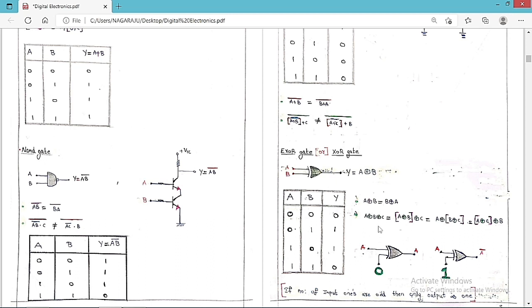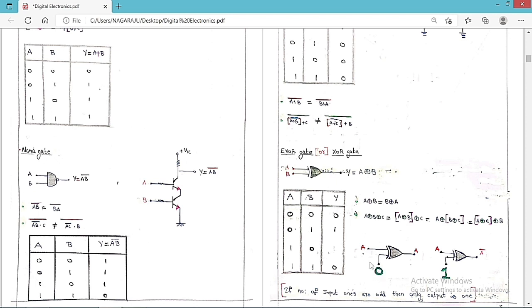So A XOR B XOR C is equal to A XOR C XOR B, and so on. You can do it in any fashion, and you are still going to get the same result for the XOR. So you can say that both the associative and the commutative properties are satisfied by the XOR gate.